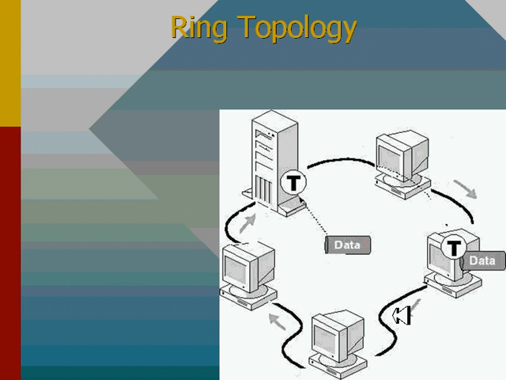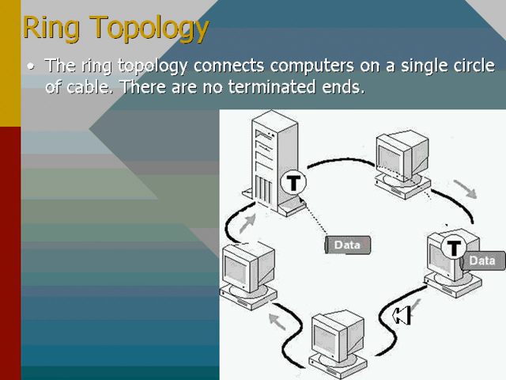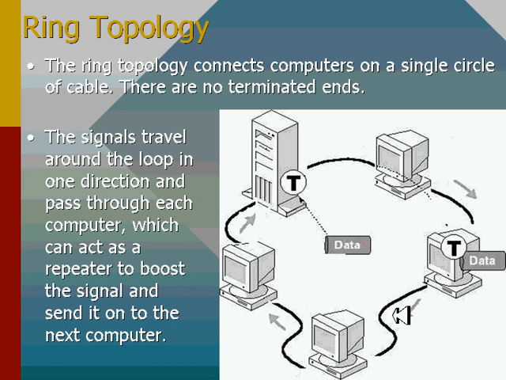Ring topology. The ring topology connects computers on a single circle of cable. There are no terminated ends. The signal travels around the loop in one direction and passes through each computer, which can act as a repeater to boost the signal and send it on to the next computer. So in a ring topology, the signal gets into one computer and each computer repeats the signal to the next one. It's not a broadcast as in the bus topology.